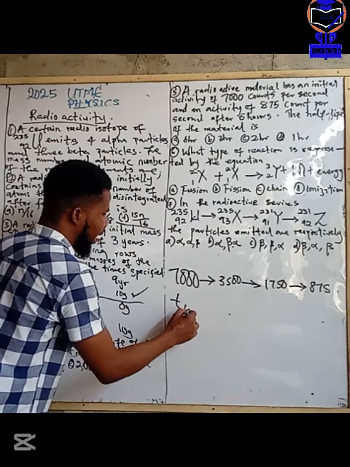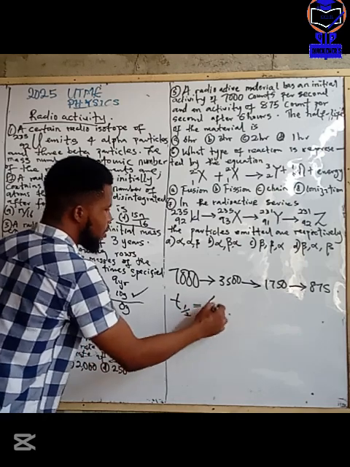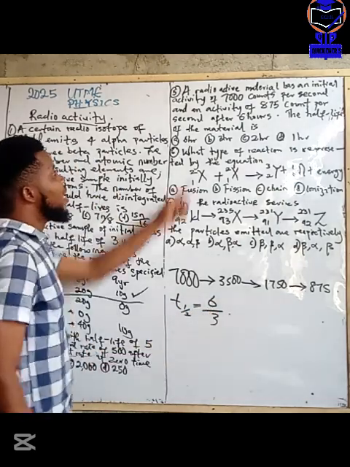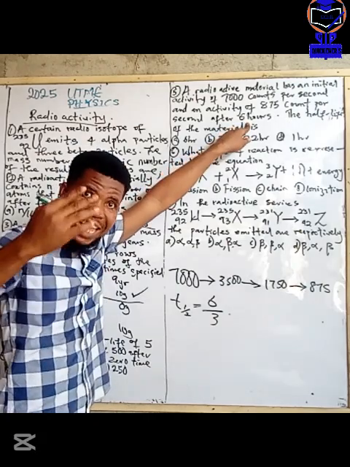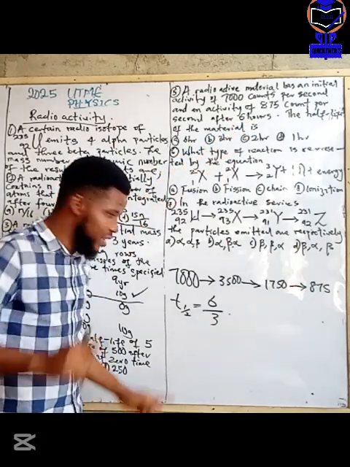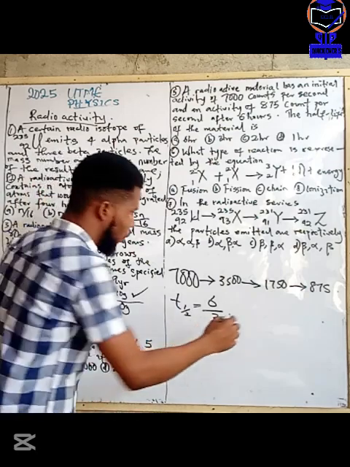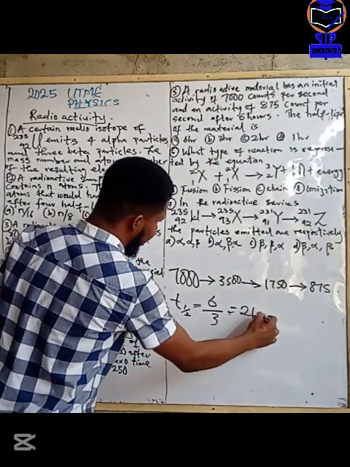Therefore, 1 half-life is what? 6 divided by 3. Everything happens in 6 hours, and there are 3 half-lives in that 6 hours. It means that 1 half-life is now 6 over 3, which is 2 hours. Do you understand me?